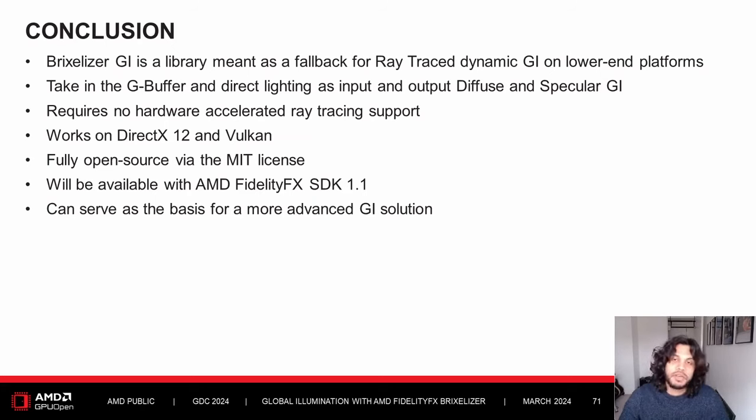So, in conclusion, Brixelizer GI is a library meant as a fallback for ray tracing global illumination on lower-end platforms. And it takes in the G-buffer and direct lighting as input and outputs diffuse and specular GI. It requires no hardware-accelerated ray tracing support and works on both DirectX 12 and Vulkan. It's also fully open source via the MIT license, and it will be available with the FidelityFX SDK version 1.1. Finally, it can serve as the basis for a more advanced GI solution if needed.